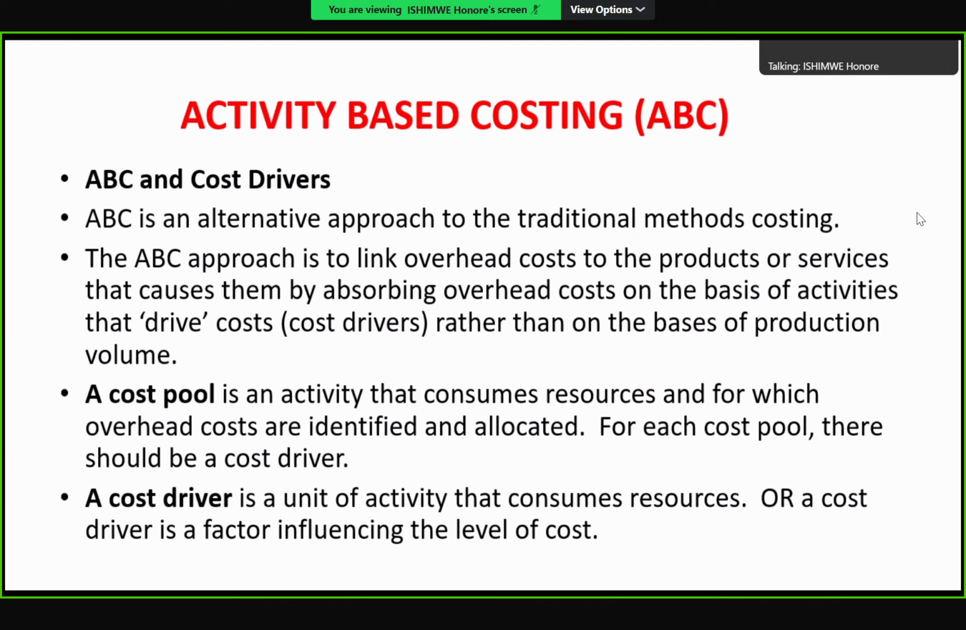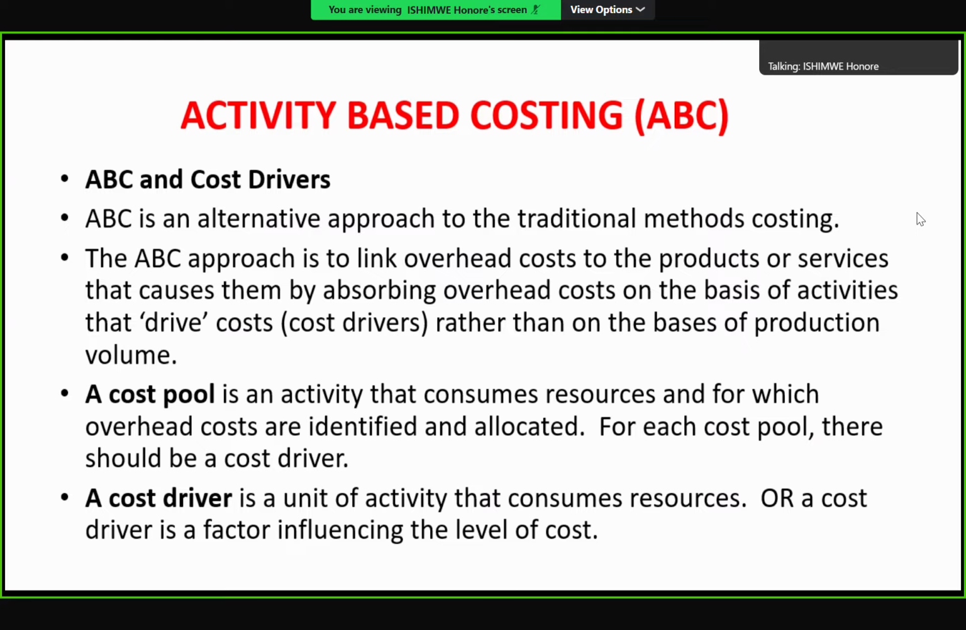Here, in terms of a cost driver in practice, what I want you to have in your mind is this. A cost driver is a measure of that activity, or it is a basis of apportionment for that overhead. We call it a cost driver.